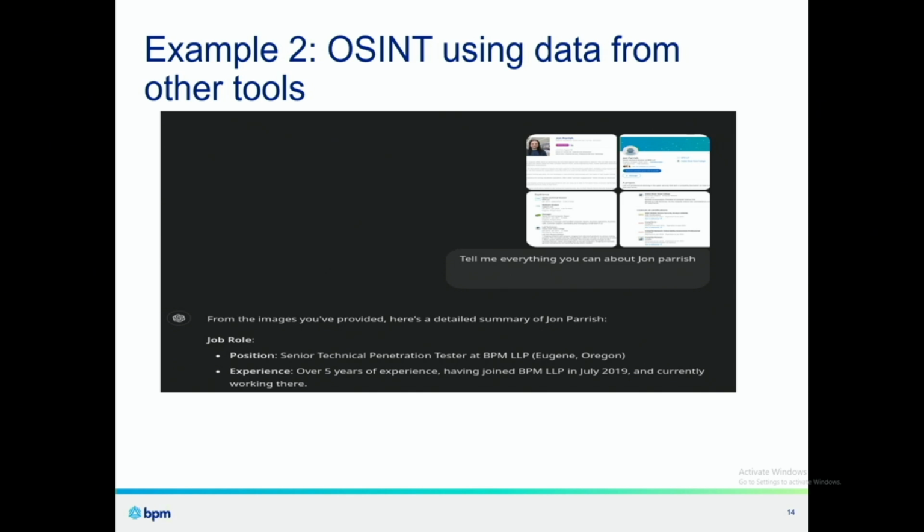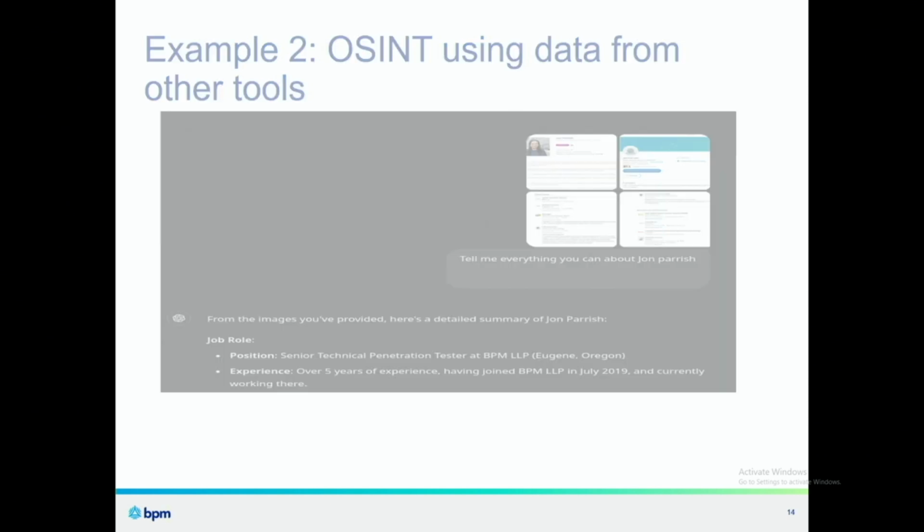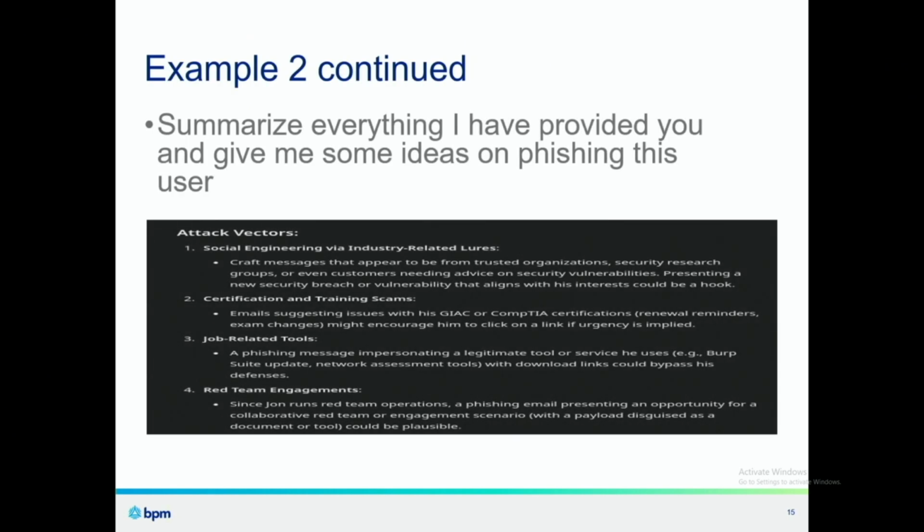So here, I'm feeding a couple of images into ChatGPT and saying, hey, tell me everything you can about this weird guy named Jon Parrish. And it does a much better job. It was a tiny blurb there, but that was a full bio on who I am, what I do, where I've worked, what my skills are. Now that I've got that information, I can do more interesting things.